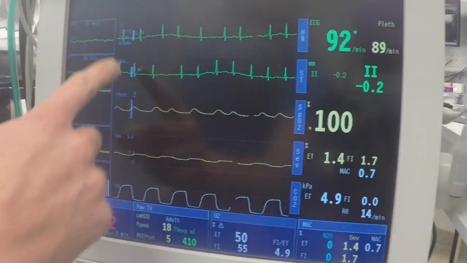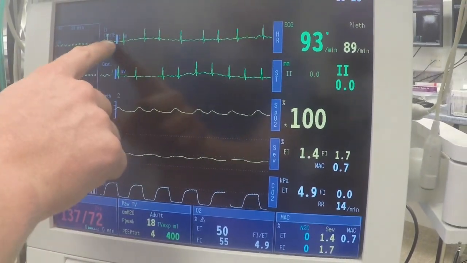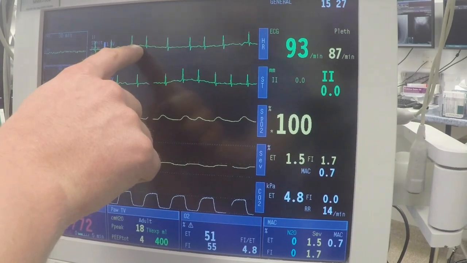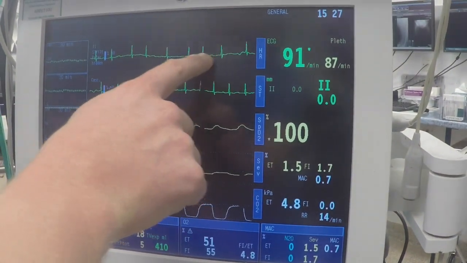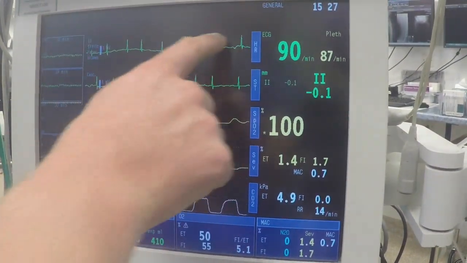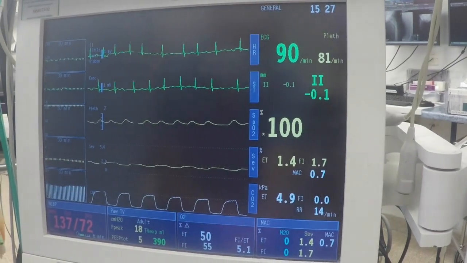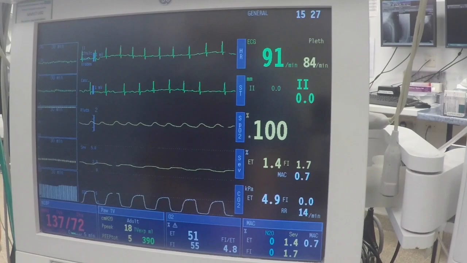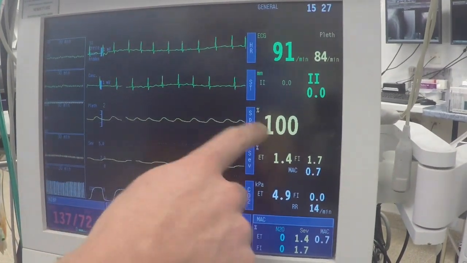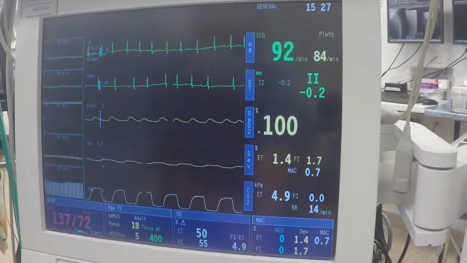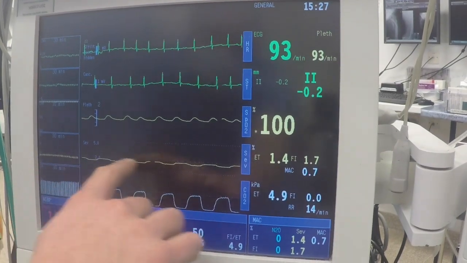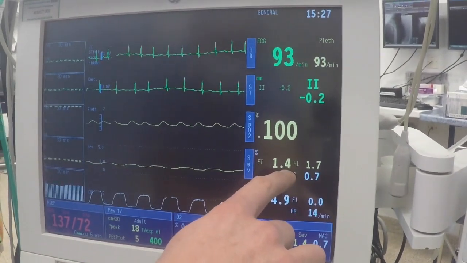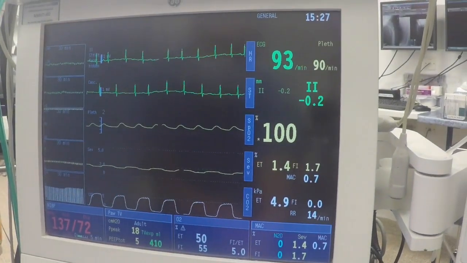This second screen shows the heart rate, and in this situation you can see that the patient has atrial fibrillation due to lack of P waves and irregular QRS complexes. Below is the saturations trace, which shows the oxygen saturation of hemoglobin in the patient. Below that is a sevoflurane trace, and that tells us how much sevoflurane is in use to keep the patient asleep.